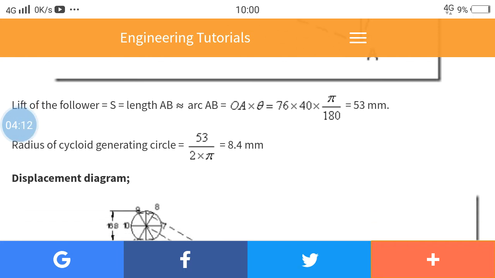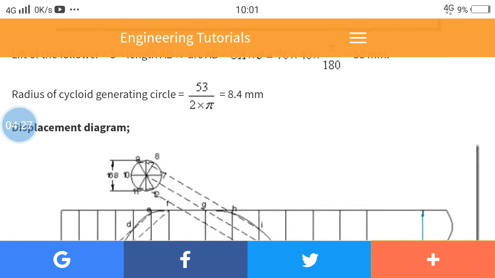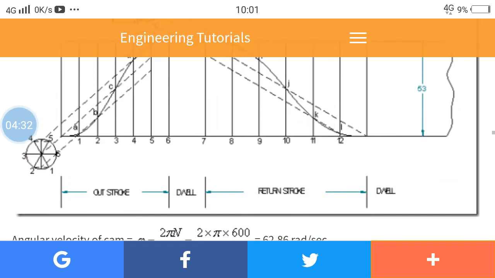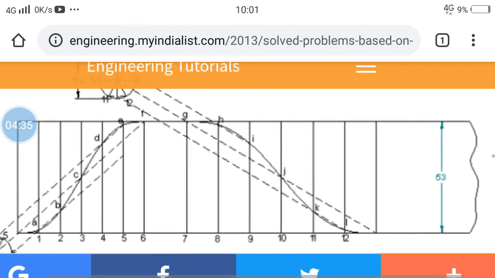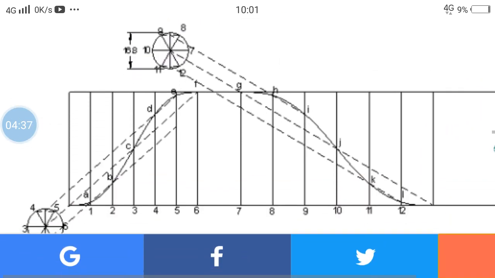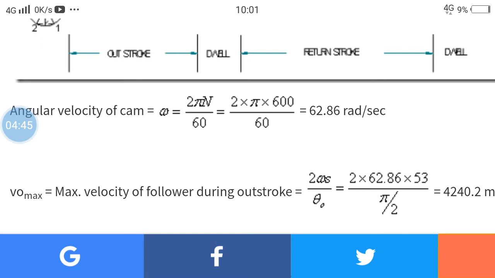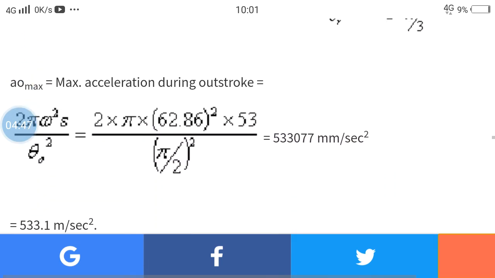The radius of the cycloidal generating circle you need to draw is 8.4 mm. That is 53 divided by 2 pi, with pi as 3.142. So 53 divided by 2 into 3.142, you will get 8.4 mm. Then you need to draw the cycloidal construction. You know how to construct the follower with cycloidal motion. Omega is 2 pi n by 60, as I have explained in problem 1. Same thing, you need to do it and find it.